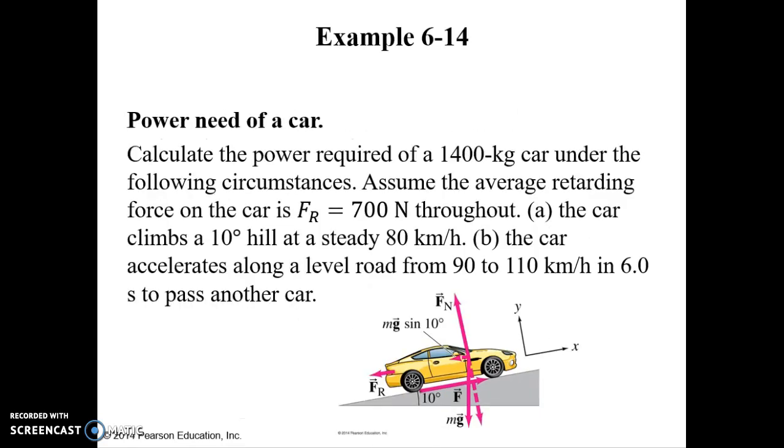Alright, let's do an example. We want to calculate the power required for a 1400 kilogram car under the following circumstances. Assume the average retarding force on the car is 700 newtons throughout. The car climbs a 10-degree hill at a steady rate of 80 kilometers per hour for part A.